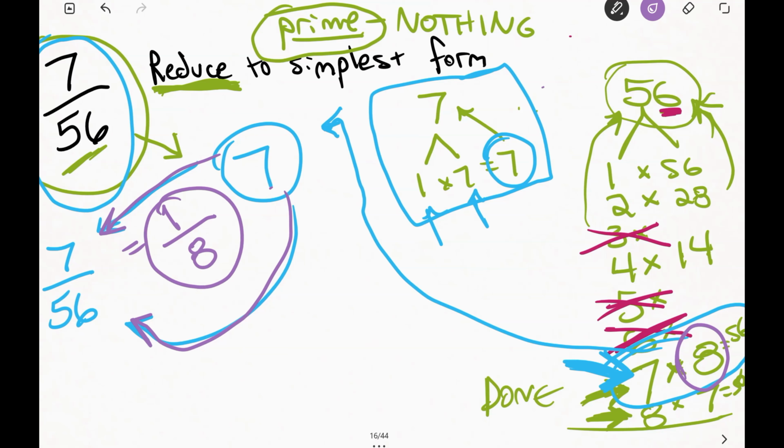So that's your answer. If you reduce 7 over 56, you're going to get 1/8. And now this does not change the value of the number you're talking about. We're just using smaller numbers in a fraction to represent the exact same fraction.